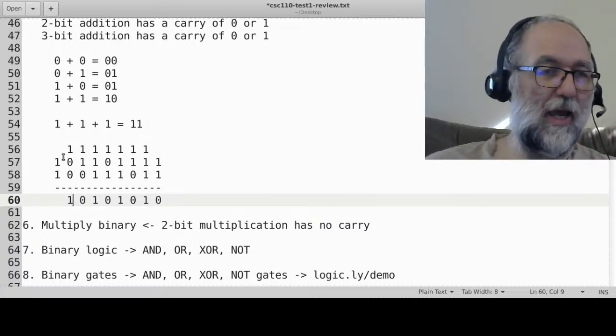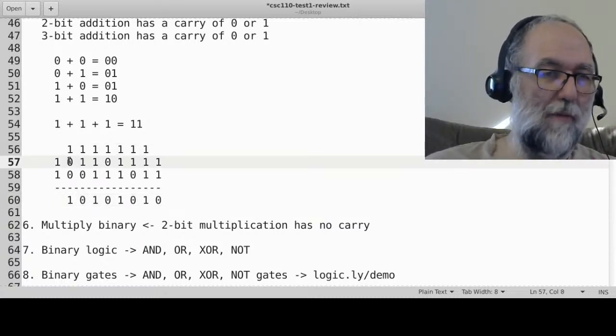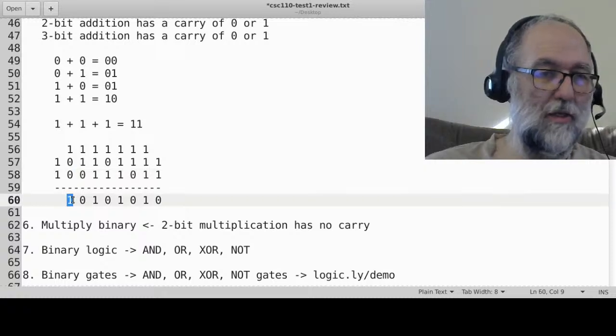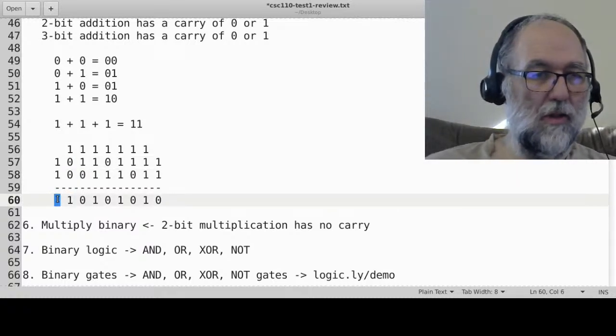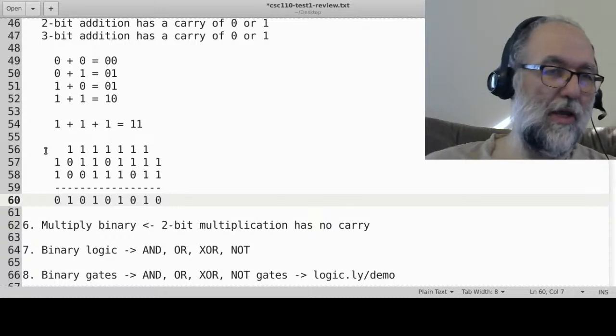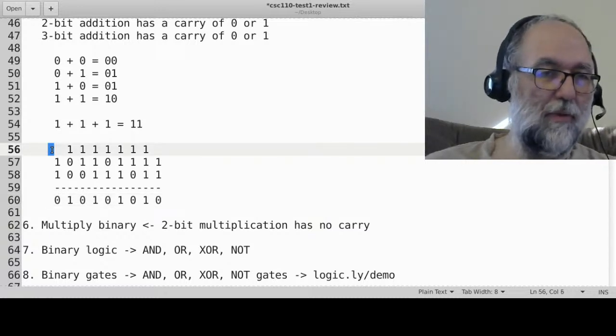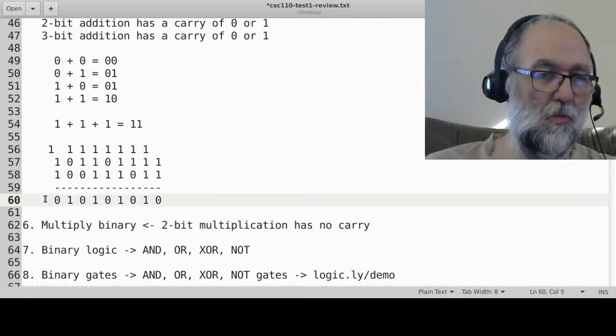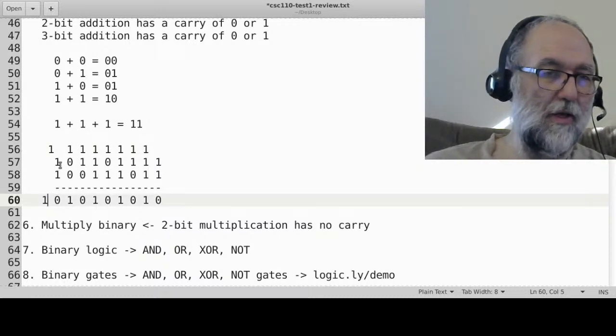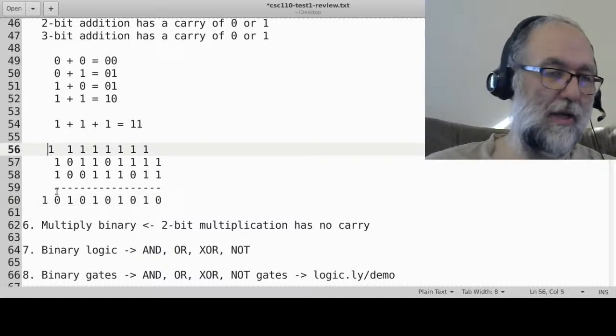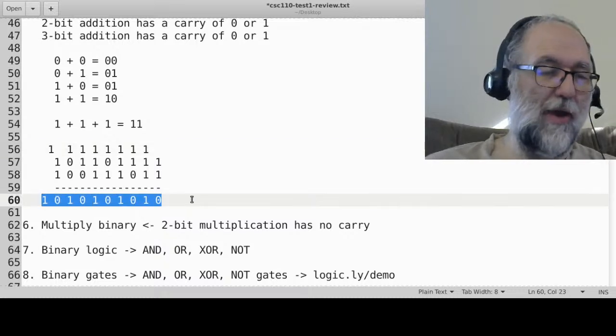Lots of carries in this one, but this last one had no carry. 1 plus 0 is just 1 with no carry. And then 1 plus 1 is 0. And then the last carry, I could write it over here, but there's no column further to the left, so there's just a 1 over there. There we go. Actually, it's good enough. So there's your answer.